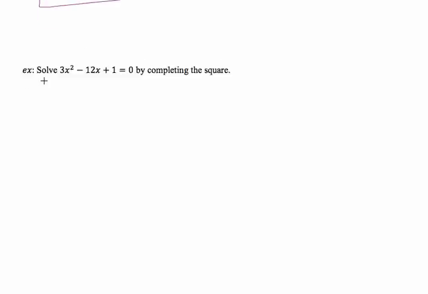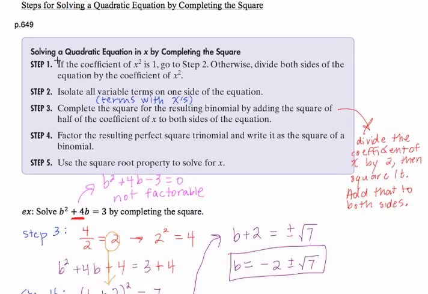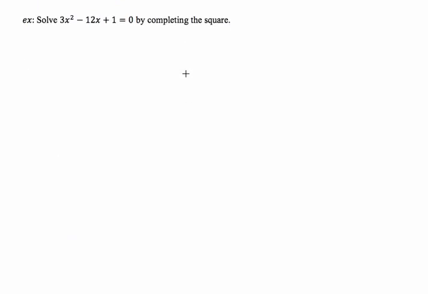Now for an example where the coefficient of x squared is not equal to 1. In this case, the original coefficient is 3. So let's go back to those steps from earlier, and it says step 1: if the coefficient of x squared is not 1, divide both sides of the equation by the coefficient of x squared. So that'll essentially make it equal to 1. So what we're going to do is divide both whole sides, remember you have to divide the whole entire side, by the leading coefficient. So we'll divide both sides by 3.